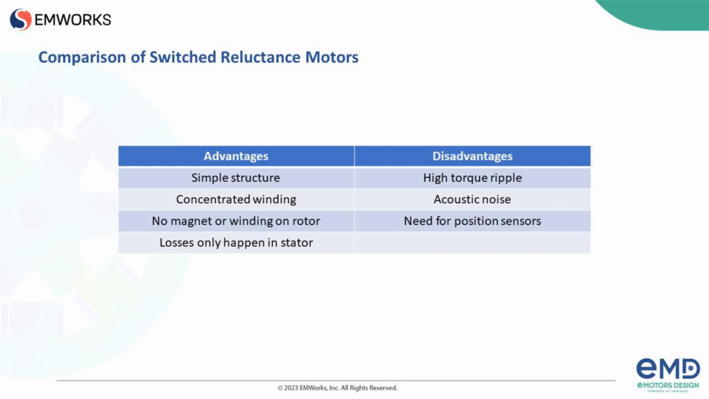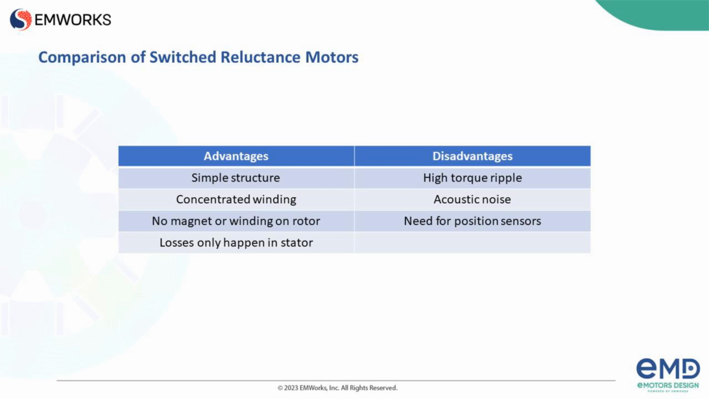Like any other kind of machine, SRMs have their own advantages and disadvantages. Simple structure, concentrated windings that help to have easier manufacturing, and a simple and solid rotor part without any magnet or windings are advantages of this kind of machine. Of course, without any coils in the rotor, we won't have any loss in the rotor. So all loss happens in the stator, and cooling is much easier than in motors like induction motors.